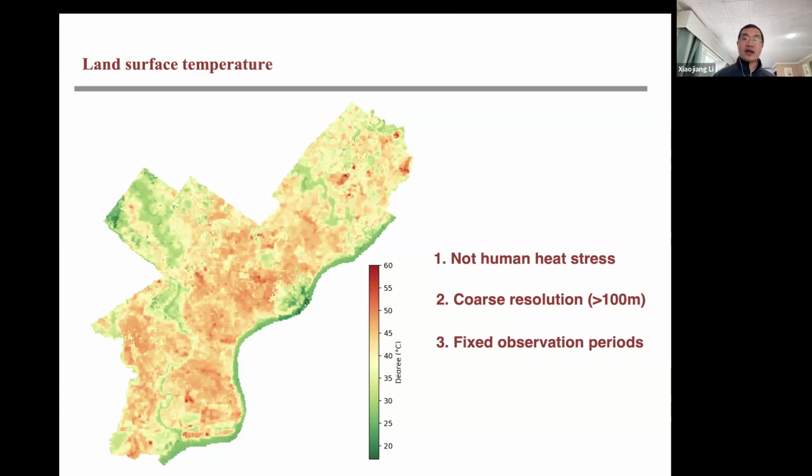The third big problem is the fixed observation period. For example, in Philadelphia, the city where I'm currently based, Landsat goes over the city every 16 days at about 11 a.m. At that certain time point, every 16 days. That means I can only check the heat map for that certain time point every 16 days. But actually the temperature changes a lot in one day and from day to day. So using that method, it definitely cannot show you how hot it is at a different time point.